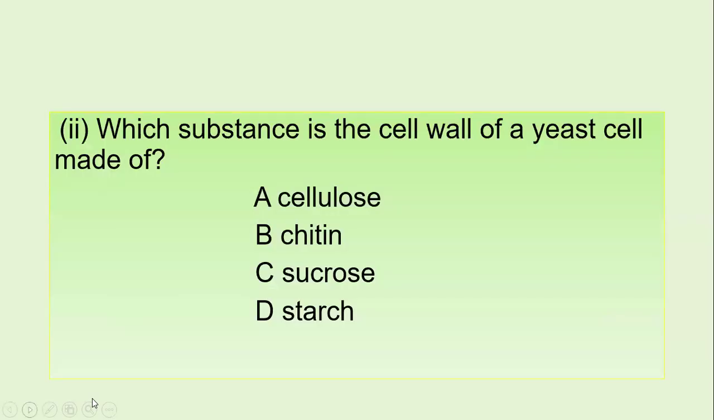The second question they are asking is, which substance is the cell wall of a yeast cell made of? Yeast is a fungus, and the cell walls of all fungi are made of chitin. So the answer is chitin.